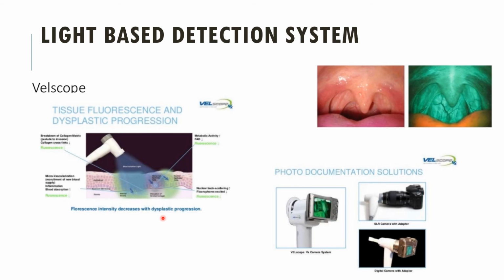So if the epithelium is normal, it will appear light blue in color. And if it is abnormal, it will appear white under the blue-white light. This is also used as a baseline screening procedure. These are the various mass screening procedures.